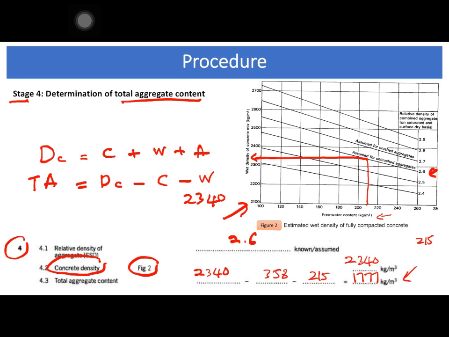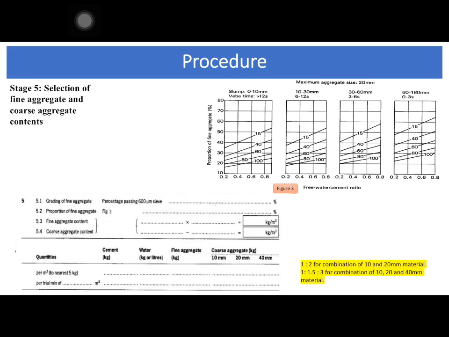After we determine the total aggregate content, we need to distribute the amount for the fine aggregate and the amount for the coarse aggregate. Next, stage 5 is to determine the fine aggregate and coarse aggregate content. How to determine that? Here 5.1 is the grading of fine aggregate. For grading of fine aggregate, you can use your own based on your sieve analysis test. For this example, it is about 45, based on your mix requirement, 45%.